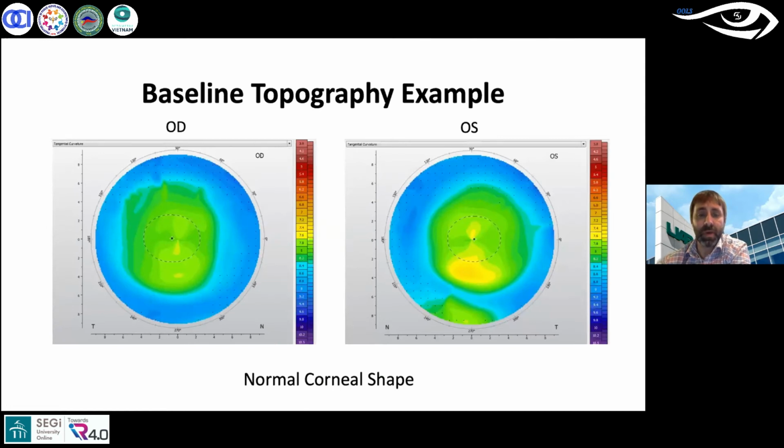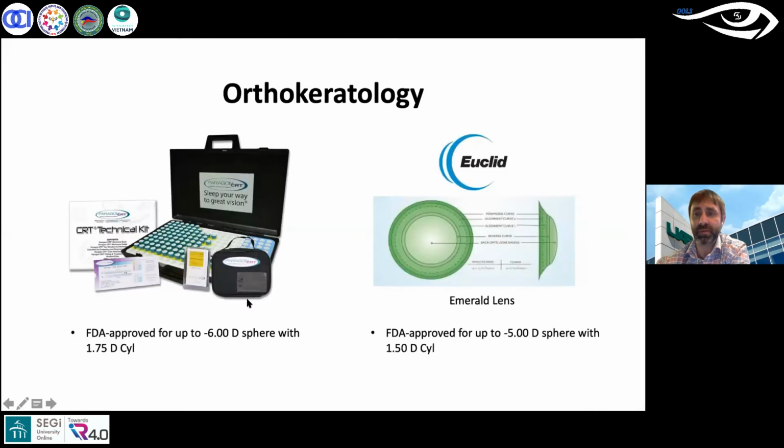We did a topography just to make sure this person could wear orthokeratology, because he was somewhat interested in it. We talked about different contact lens or orthokeratology options for this patient. There are many in the market, but these are the 2 we primarily use at UAB. One is the Paragon CRT. It's made by CooperVision now. And then the Euclid Emerald lens.